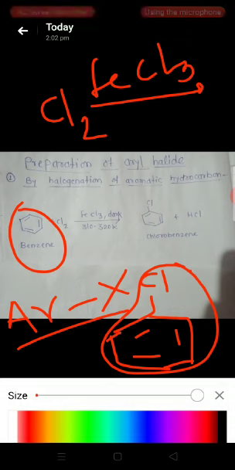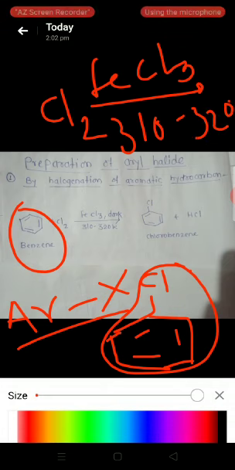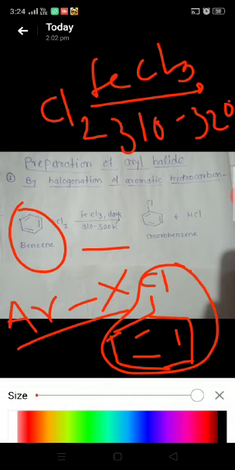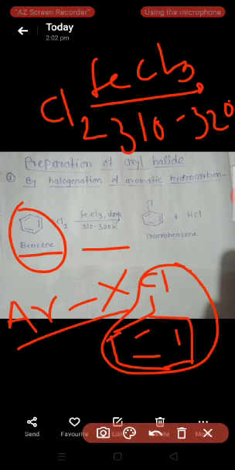For that, first we add chlorine molecule in the presence of FeCl3 at the temperature 310 to 320 Kelvin. This is the condition for the halogenation. In the benzene molecule, we add Cl2 molecule.